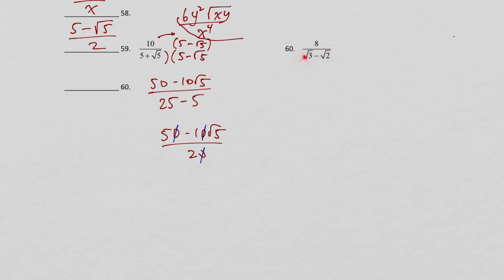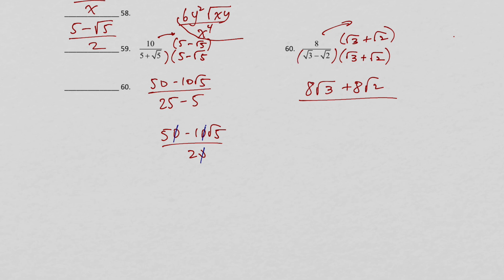Okay, on this, I'm going to multiply by the conjugate pair. So I'll distribute this and get 8 root 3 plus 8 root 2 all over, and I'm multiplying by conjugate pair, so I have the a squared minus b squared. This squared is 3, this squared is 2, which becomes a 1 on the bottom, and if you have a 1 on the bottom, you simplify and you only have the top. So this is 8 root 3 plus 8 root 2, and that's it.